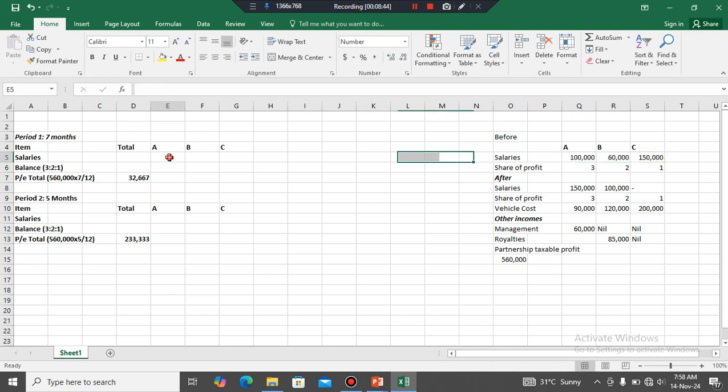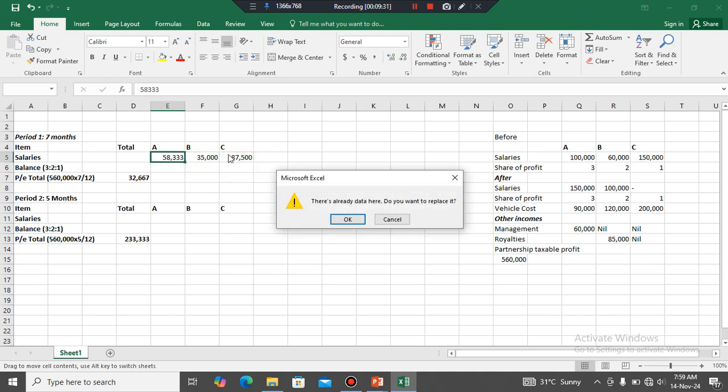It's giving us 58,333. And then the other one is 60,000, multiplied by 7, you divide that by 12, it's giving us 35,000. Then the other one is 150,000, you multiply it by 7 months, and then you divide it by 12, it's giving us 87,500. So now these amounts that we found here, we need to add them.